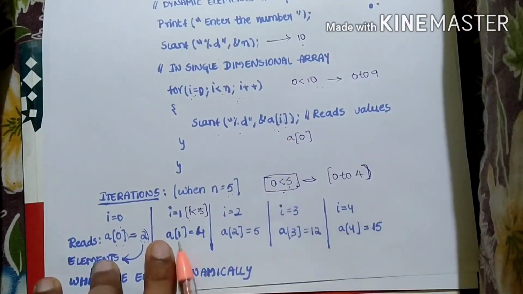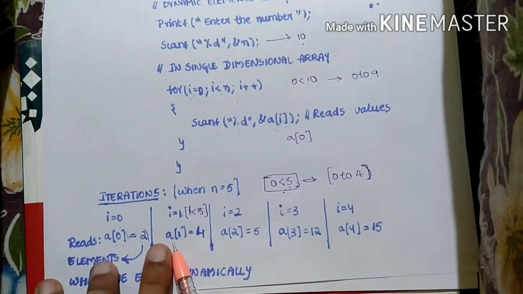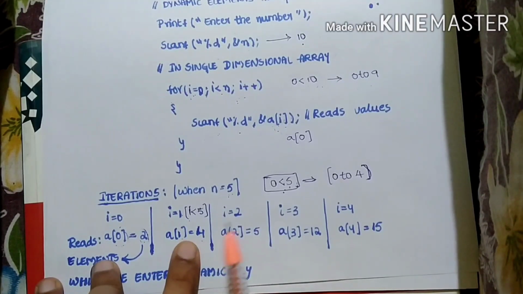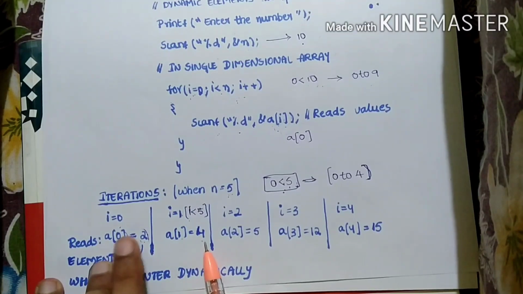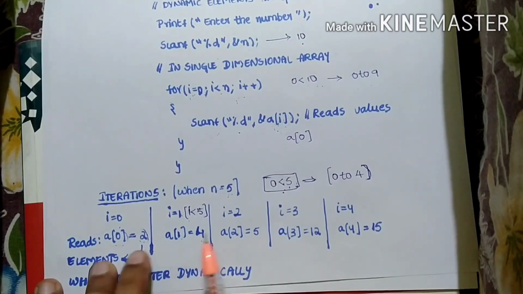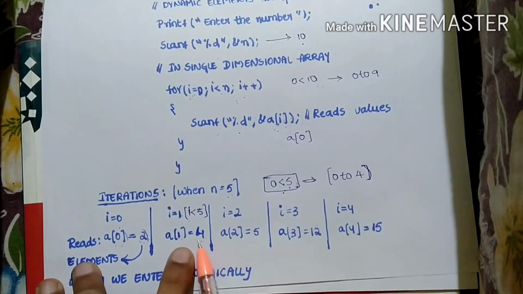a of i, a of 1, what is the value of i? It is 1. So a of 1 is equal to, enter any number, no problem, I have taken 4. So a of 0 will be 2, a of 1 will be 4, but the main variable is a. You got my point?